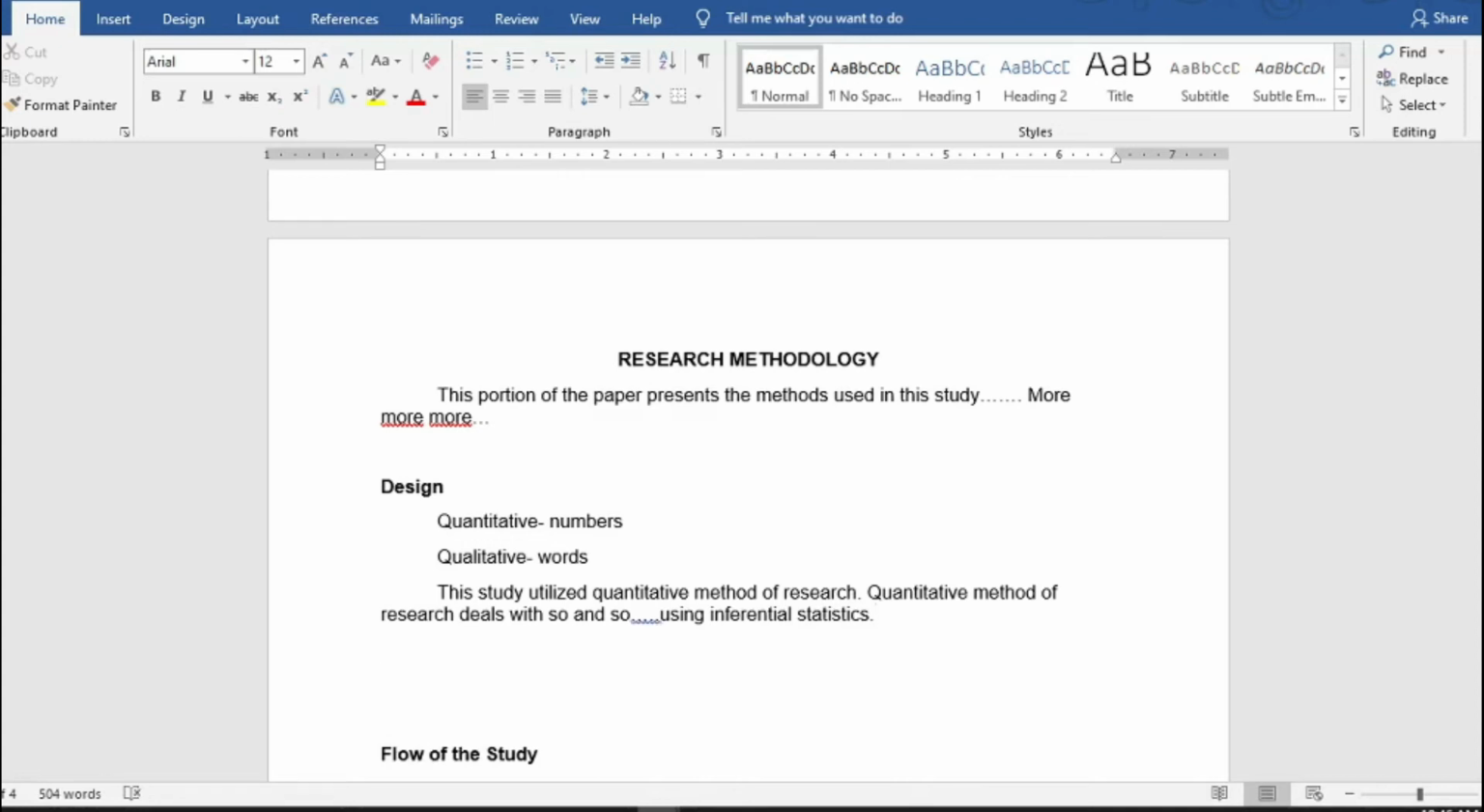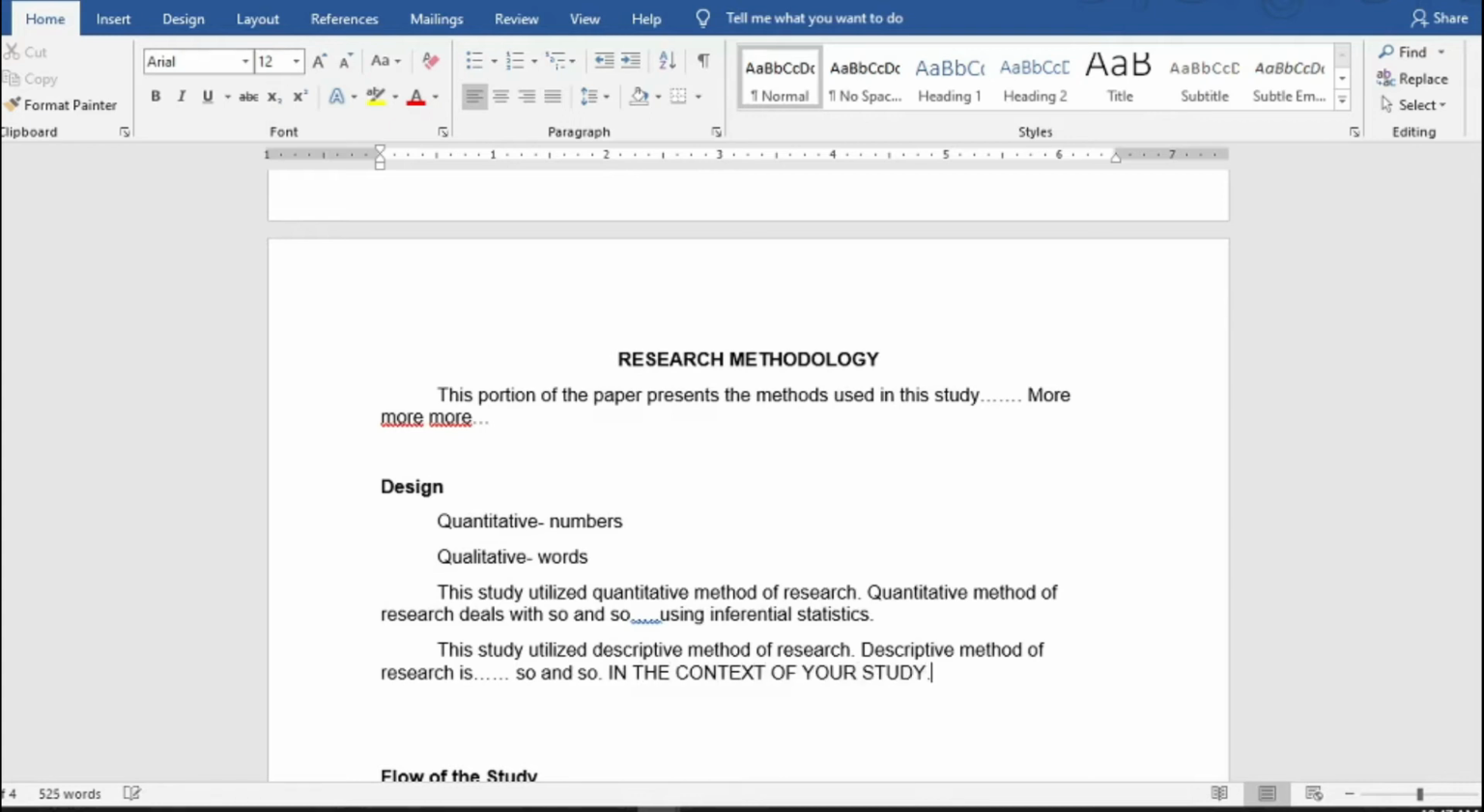Or in gathering, let's say, for example, you will not use inferential statistics, just basic statistics. You can also say this study utilized descriptive method of research. You also discuss the descriptive method, so and so. And you have to explain what you mean by descriptive method in the context of your study. Okay, that is your design.